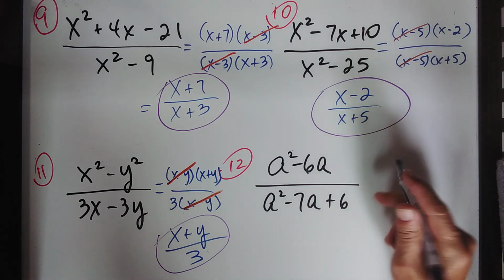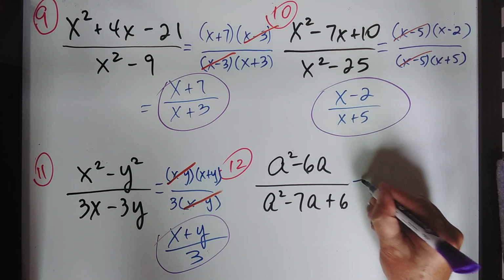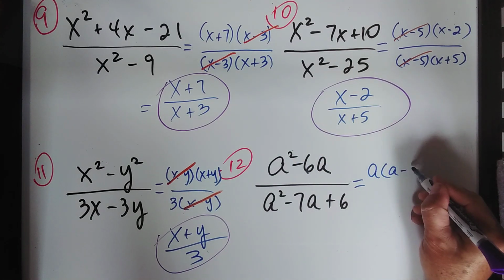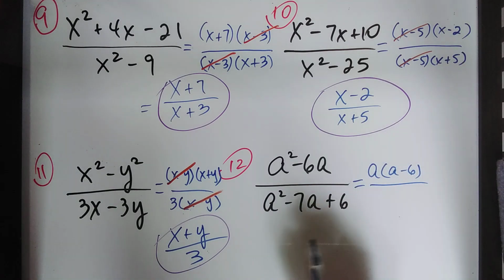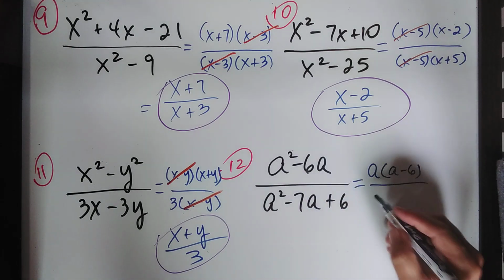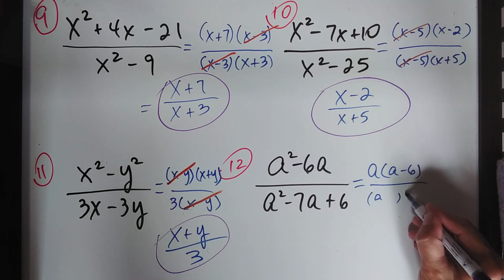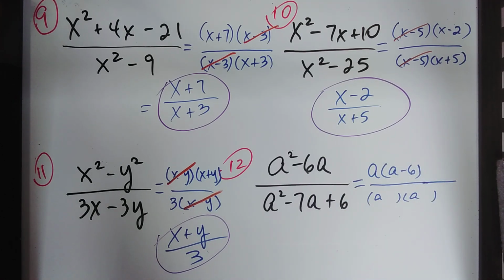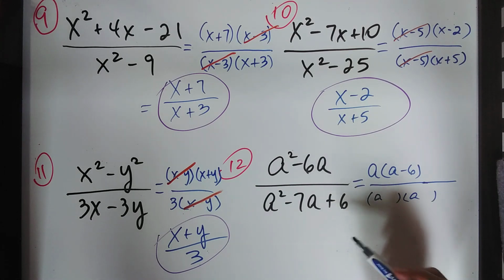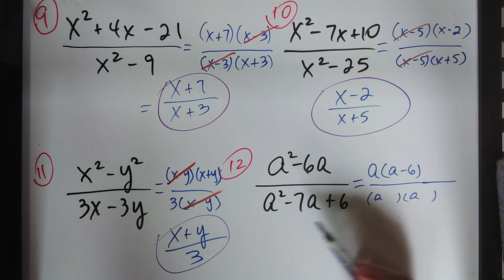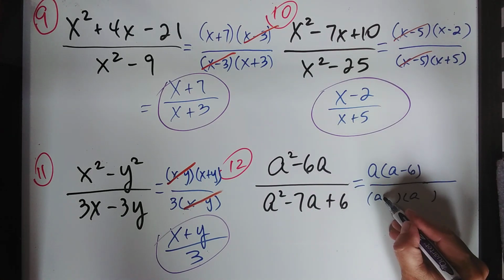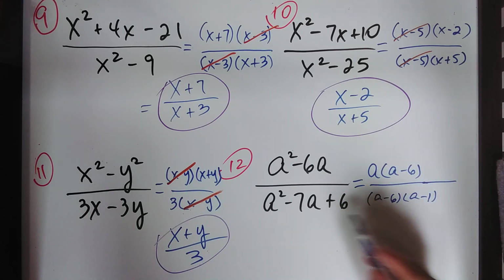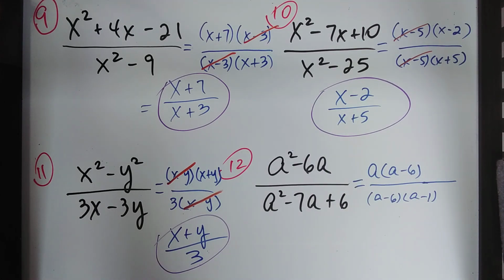What about the next one? Okay, so a is my common factor, so it'll be a parentheses a minus 6. Here's a trinomial, right? So I got a and a. One number goes along with those a's. Two numbers that give you positive 6 when you multiply and add up to negative 7, that has to be negative 6 and negative 1. Negative 6 times negative 1 is positive 6, and negative 6 plus negative 1 is negative 7 right there.